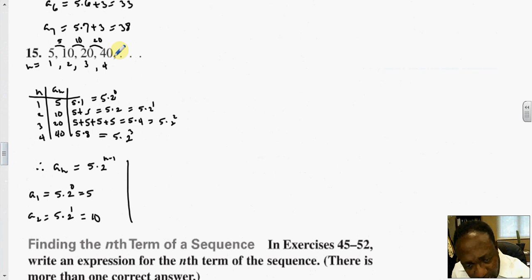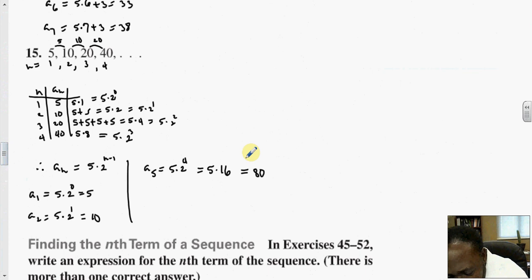So this is the fourth. The fifth one is a sub 5. So this is 5 times 2 to the 5 minus 1. So that's 4. So we get here 5 times 16. Gives us, is it 80? And then you can build the next one. A sub 6 is 5 times 2 to the 6 minus 1, that's 5. So we get 5 times 2 to the 5 is 32, right? And so you get that.